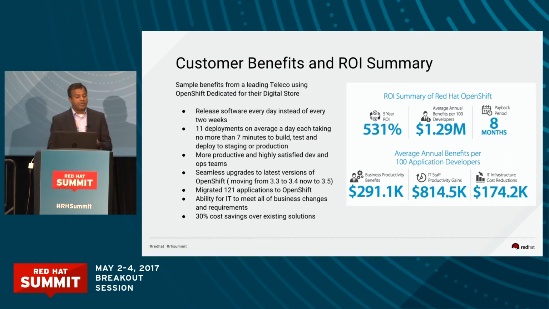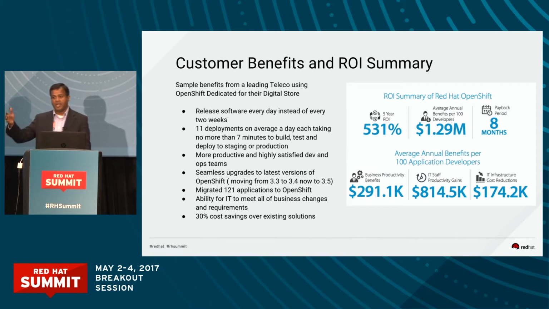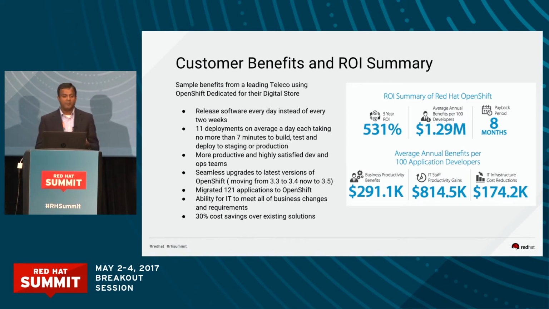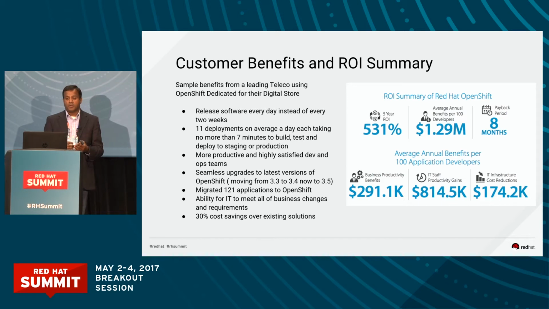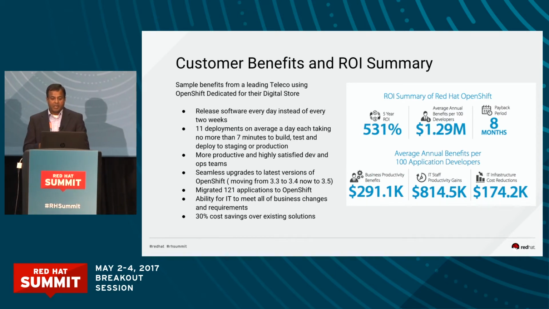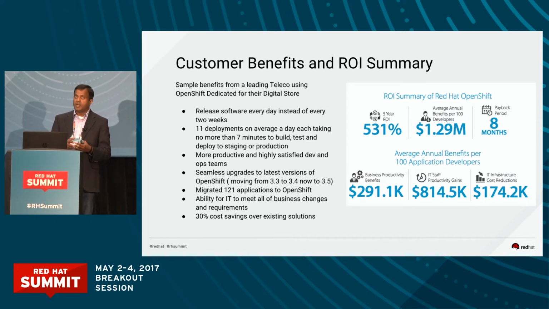We also moved them between versions. One of the things that we've heard from customers, right? If you really want to get the benefit of OpenShift, you want to be on the latest version of OpenShift. And we actually release software every 3 months. So another thing is that they actually get seamless upgrades. They're continuing to move, and we have moved them to 3.4 and are scheduling the move to 3.5. They've already migrated 121 applications to OpenShift, and they've been a customer for, I think, less than 6 months.